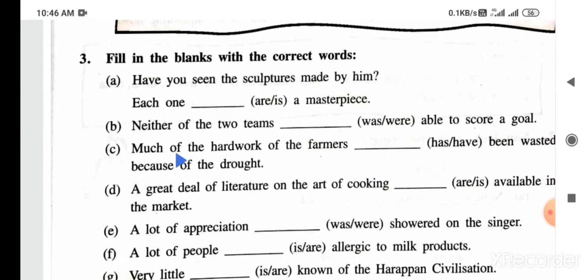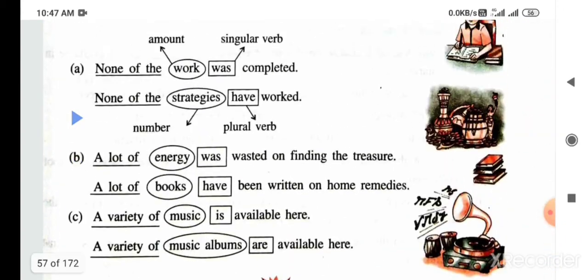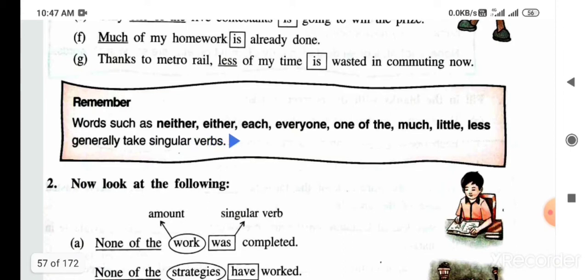Now you have this exercise. Have you seen the sculptures made by him? Each one is a masterpiece. Each के साथ is singular verb आएगा. Neither of the two teams was able to score a goal. Neither के साथ भी हम लोग singular verb का इस्तेमाल करेंगे, as हम लोगों ने यहाँ रूल में देखा था. Neither, either, each, everyone, one of the, much, little, less generally take singular verb.